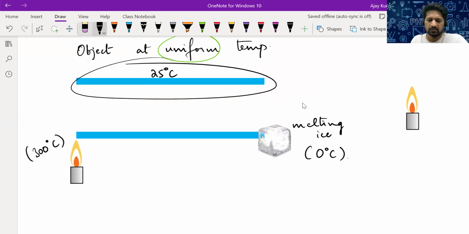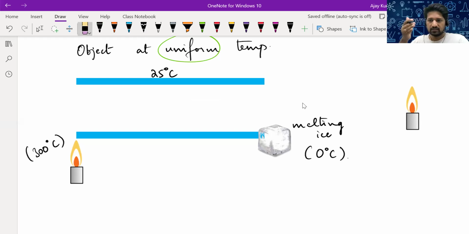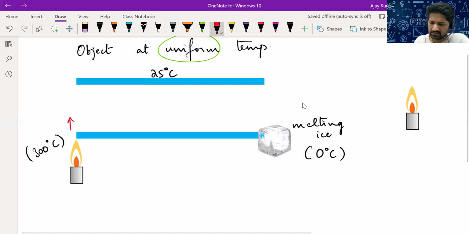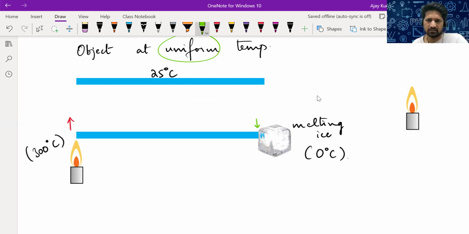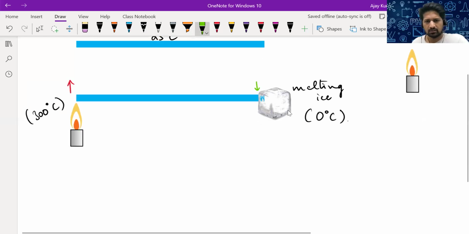So now what will happen? The end which is in contact with the flame, its temperature will tend to rise. The end which is in contact with ice, its temperature has to fall, because ice is at 0 degrees. Originally, the end was at 25 degrees. So on one side the temperature is rising, the other side the temperature is falling. What you said is correct. A non-uniform temperature will develop across the rod now.